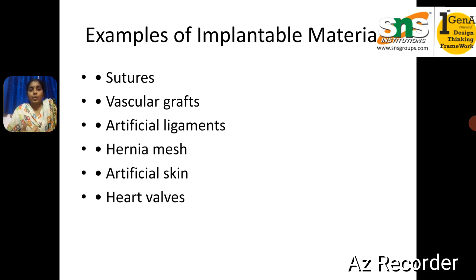Examples are sutures, vascular grafts, artificial ligaments, hernia mesh, artificial skin and heart valves. In angiography, they use stents. It is a textile material and a soft tissue implantable. In angio, they use the stent in the particular blocked places to avoid the blockage. The main concentration is on soft tissues. So these are some examples of implantable materials.